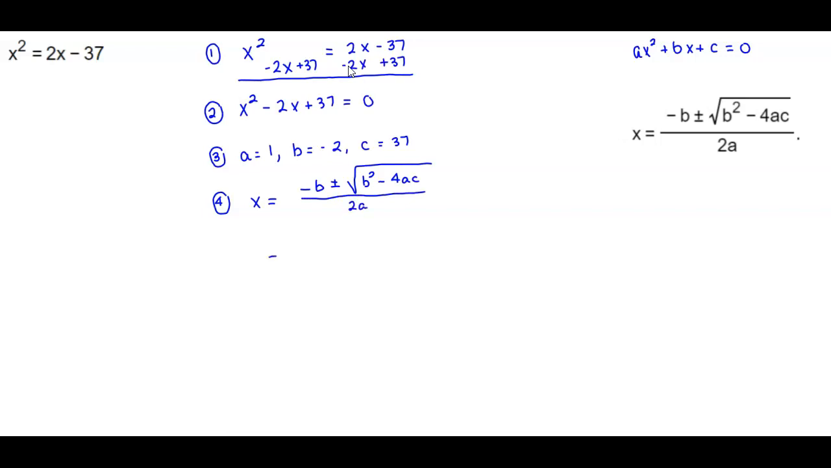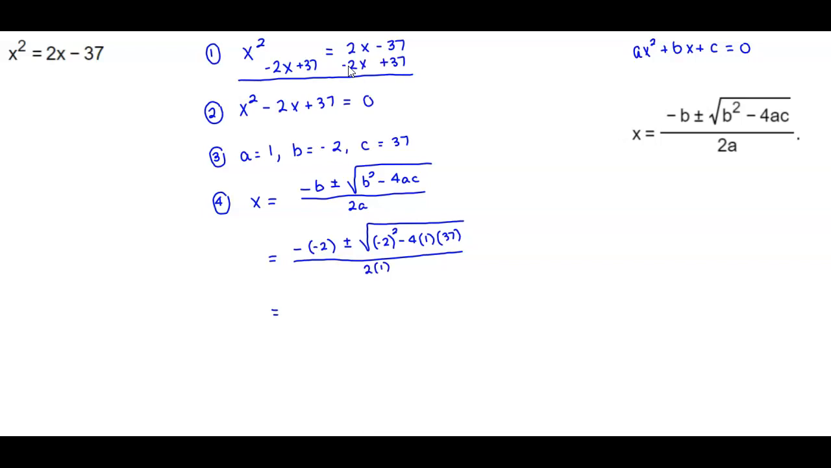Now we're going to go ahead and plug in the values of a, b, and c. Well, we have a negative, and the value of b is -2, plus or minus the square root of b squared. Well, b is -2, and then we're going to square that. Minus 4 times the value of a, which is +1, and the value of c, which is 37. And then we're going to divide that by 2 times a, and a is 1.